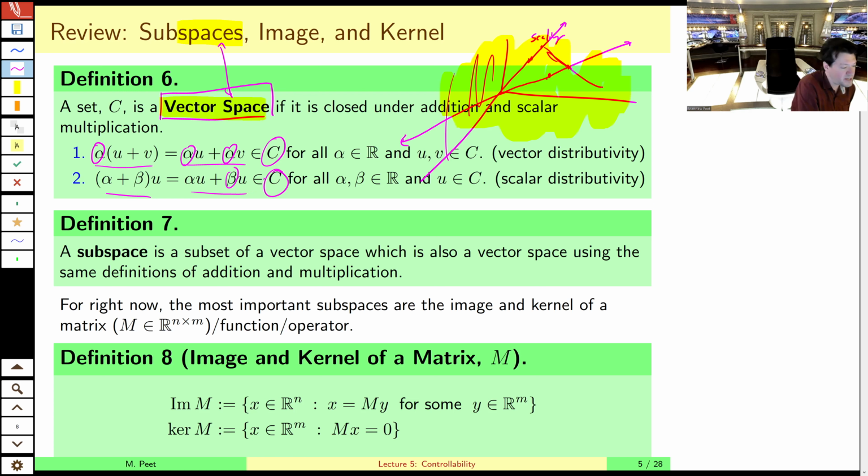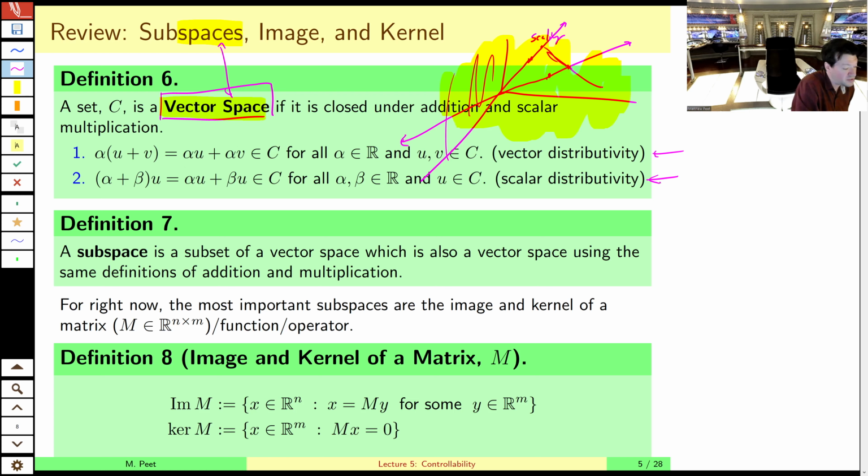Now, okay, so that's a space. It's the most basic tool we have in analysis, and it really only has to satisfy these 2 things. So if you want to test if your space is a space, check these 2. If it satisfies them, it's a space. If it doesn't satisfy them, it's not a space.